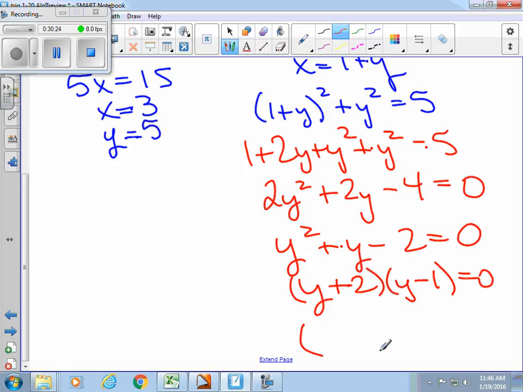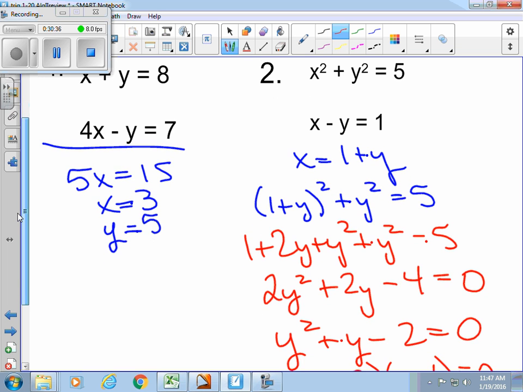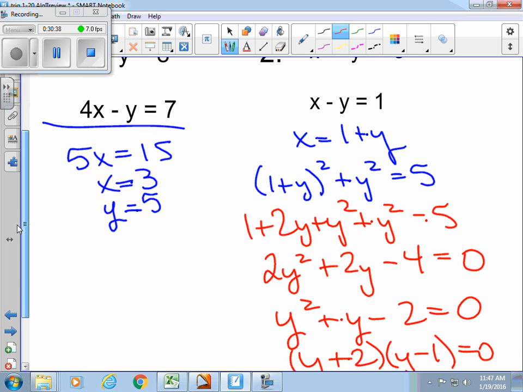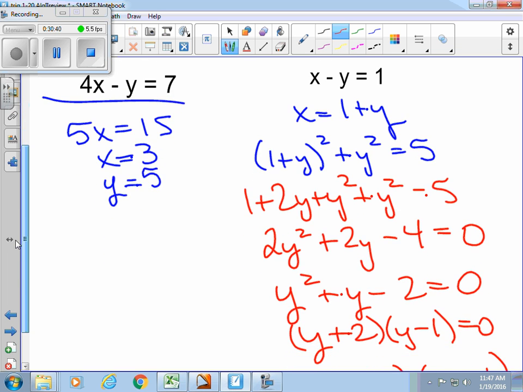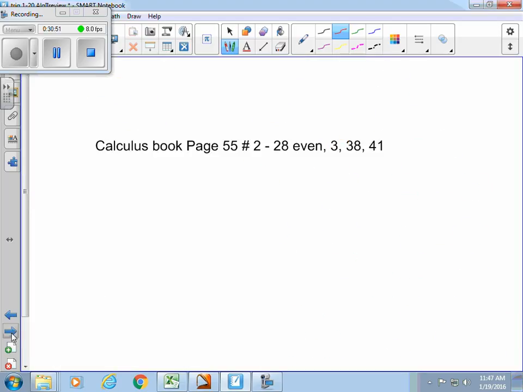So I get y is -2 and y is 1. Why am I doing 2 points there? Because it's 2 points. Oops. I have to plug those in to find x, don't I? Which one would you choose to plug? Bottom one. So 1 plus -2 is -1, and 3. Okay. Intersections by hand. I think that's my last slide.